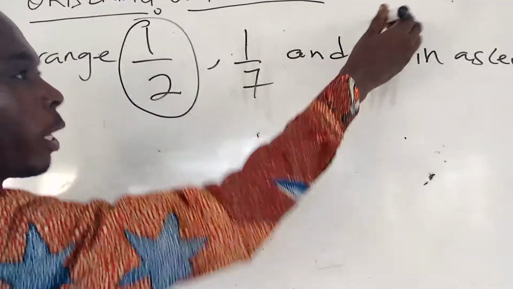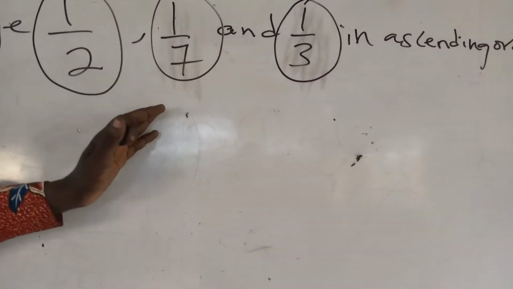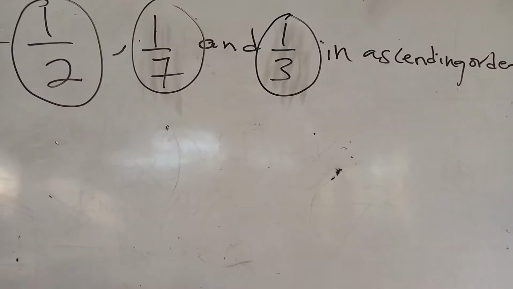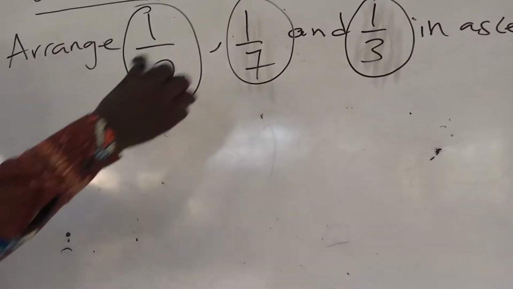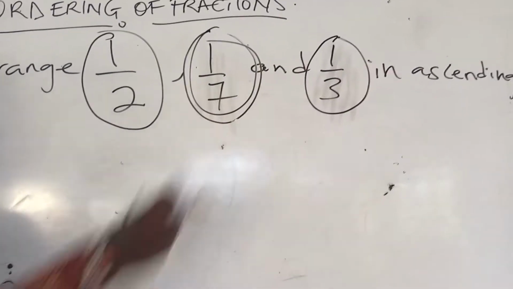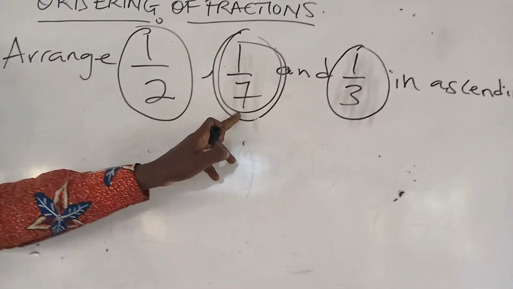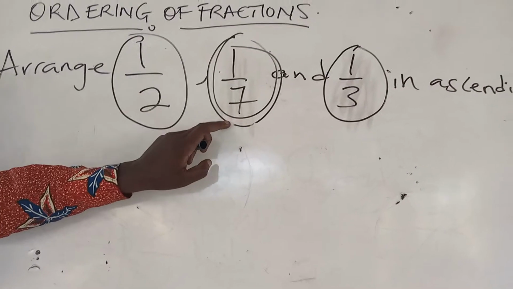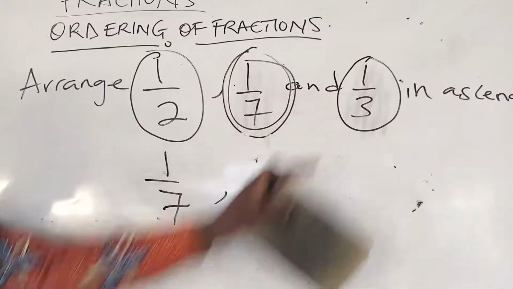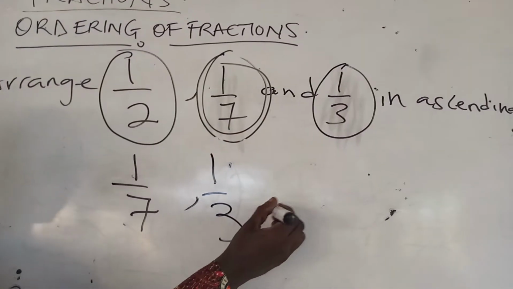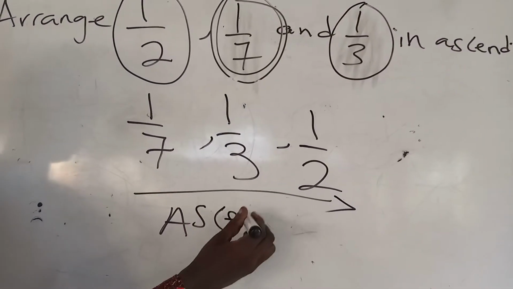After that, we move on to 1 over 3 and 1 over 7. But in this question, they have asked you to arrange these fractions in ascending order. This means from smallest to largest. And from smallest to largest, 1/7 is smaller. Because always when given the same numerators, the one with the greatest denominator is always the least fraction. So we have 1/7. We move on to 1/3 and 1/2. This has been arranged in ascending order.